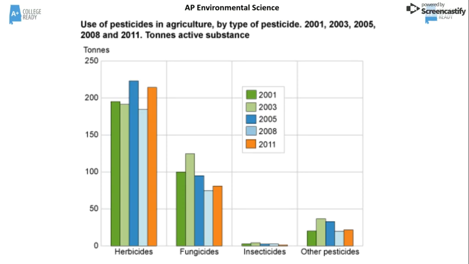The graph shows the types and amounts of pesticides used in 2001, 2003, 2005, 2008, and 2011. Herbicides are used more than the other types of pesticides shown. Insecticides were the least used pesticide. For the herbicides, more were used in 2005 and 2011 than in the other years.